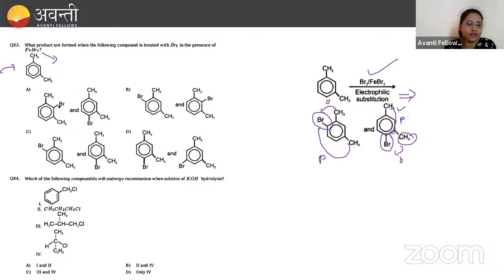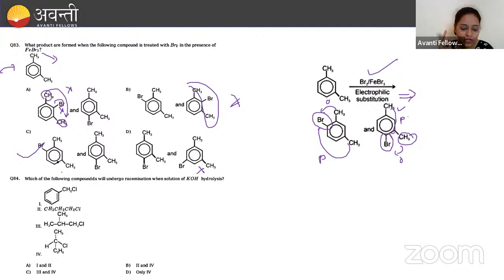So here you can see this is not happening. Three groups in the same position give very high steric hindrance. This compound is never going to form. ये भी नहीं form होगा. 3 simultaneously नहीं आने वाले हैं. ये product भी नहीं form होगा. मेटा पे Br नहीं आएगा. So here option C is the correct answer. The ortho-para product is going to form. Right? Any doubt in this? Okay, let's move on to the next problem.